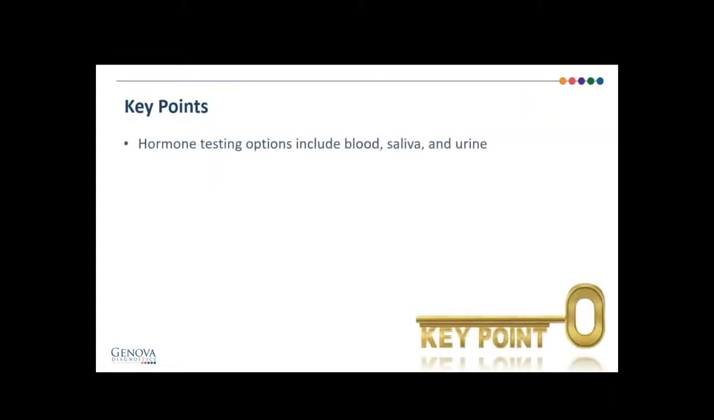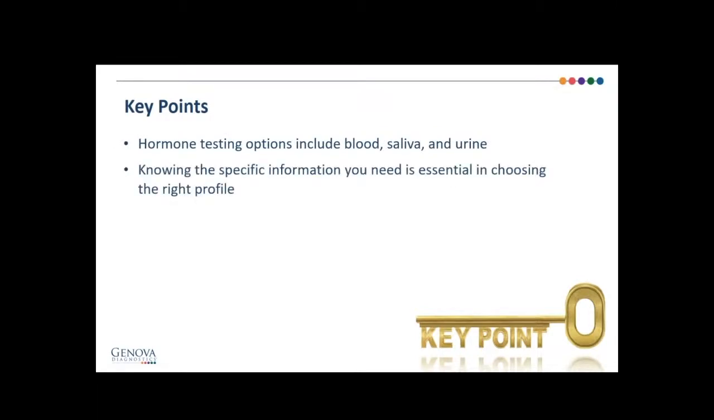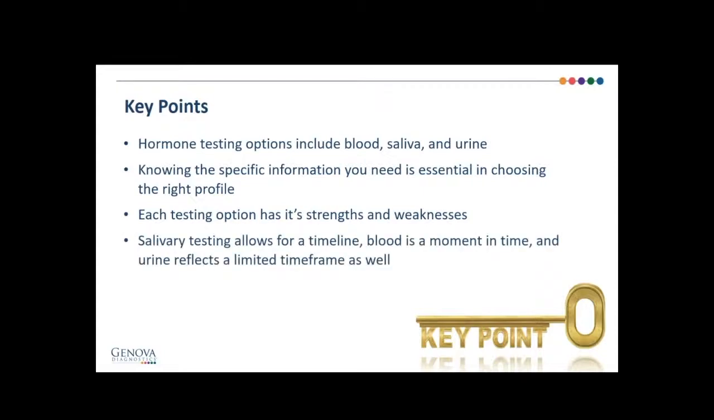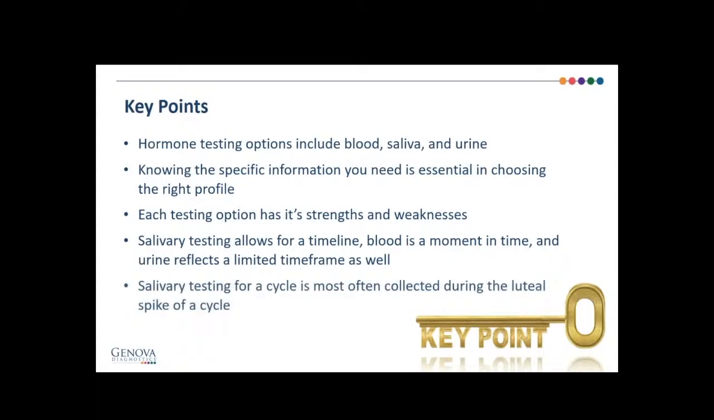So, our key points. Hormone testing options include blood, saliva, and urine. Knowing the specific information you need is essential in choosing the right profile. Each testing option has its strengths and weaknesses. Salivary testing allows for a timeline. So blood is a moment in time. Urine reflects a limited time frame, up to 24 hours, but saliva gives you a look at circadian rhythms.